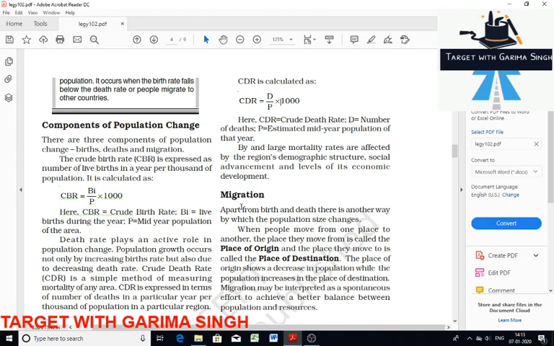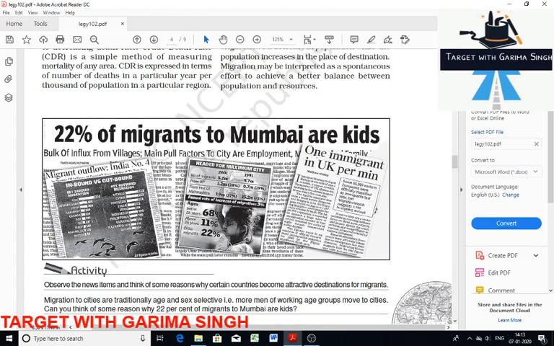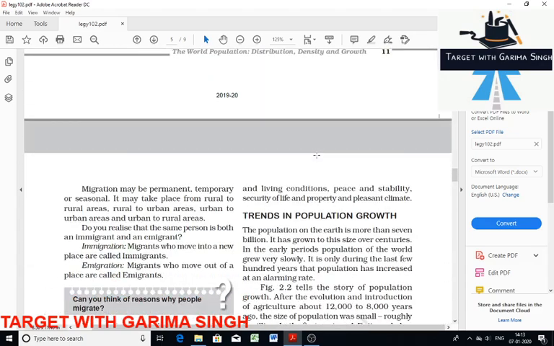Then we will discuss the third, migration. We discussed birth, death, then migration. It is a movement of people across regions on a permanent, temporary, or seasonal basis. The place they move from is called the place of origin, and the place they move to is called the place of destination. Then we will discuss push and pull factors of migration.